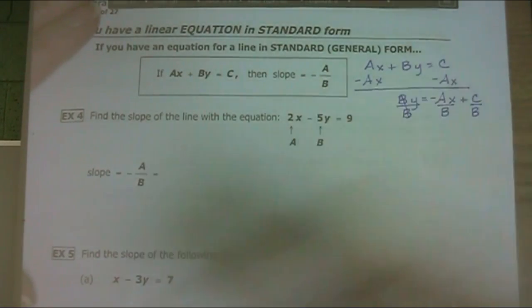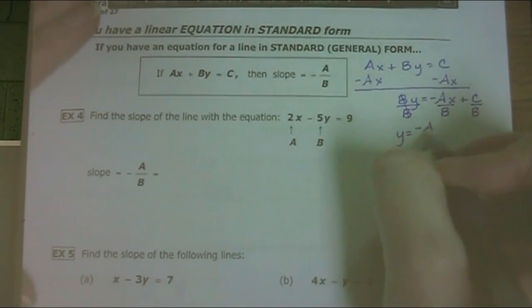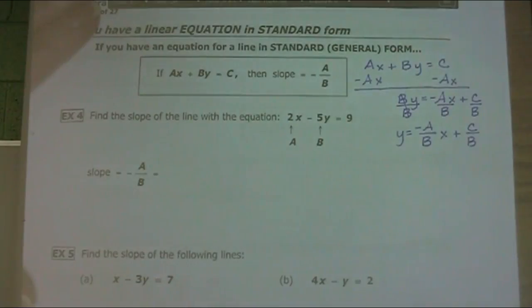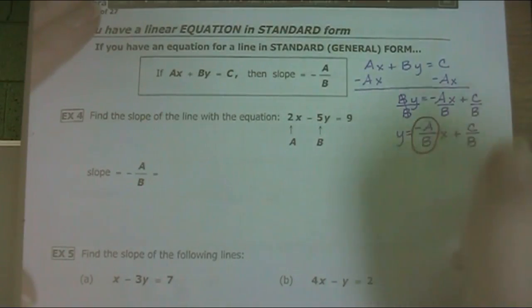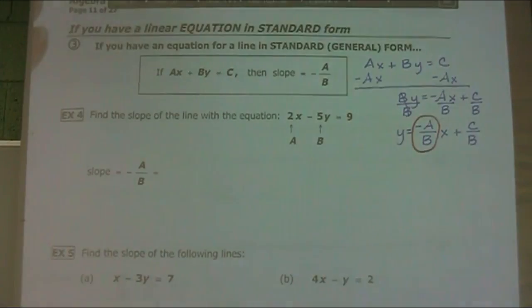And so now these b's cancel, and I have y equals negative a over b times x plus c over b. And so what we can see, we now have this in slope-intercept form. We know that whatever is in front of x is our slope, and that is negative a over b. And that's why we can use the formula negative a over b. So let's go ahead and do that in example 4.